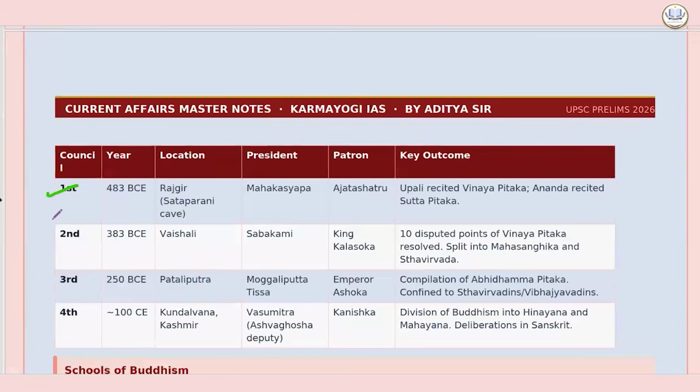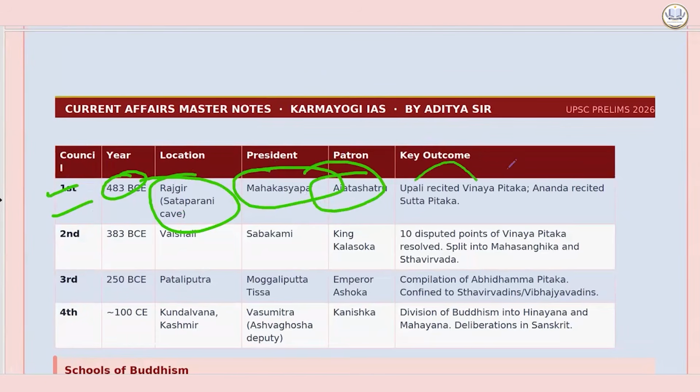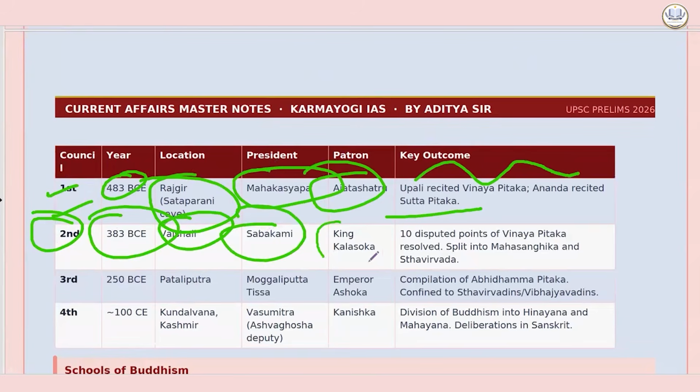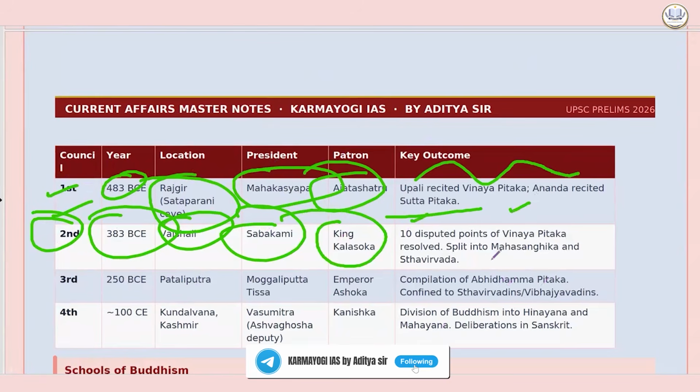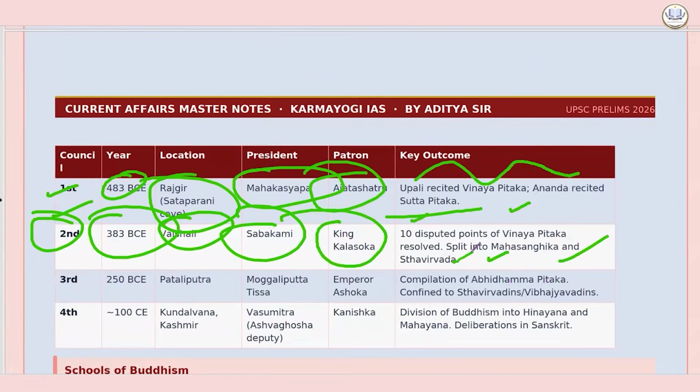4 Buddhist councils. First happened in 483 BC in Rajgir. The president was Mahakashyapa, patron was Ajatashatru, Upali recited Vinaya Pitaka, Ananda recited Sutta Pitaka. Second, 383 BC in Vaishali, Sabakami was president under King Kalashoka. 10 disputed points of Vinaya Pitaka were resolved, split into Mahasangika and Sthaviravada.